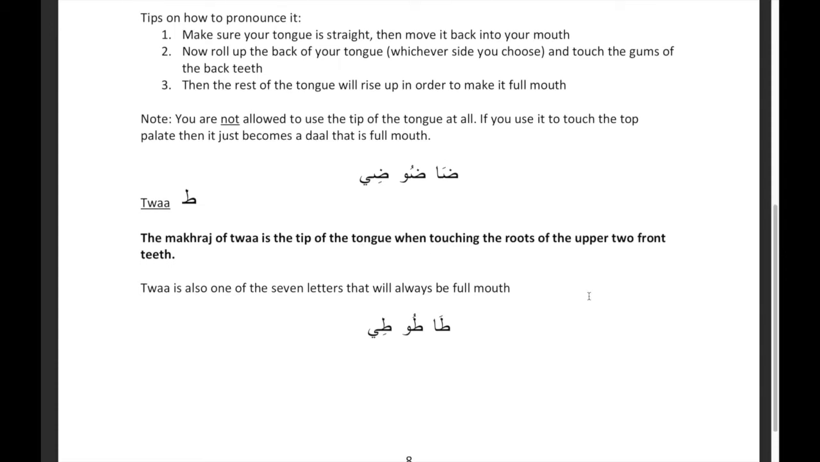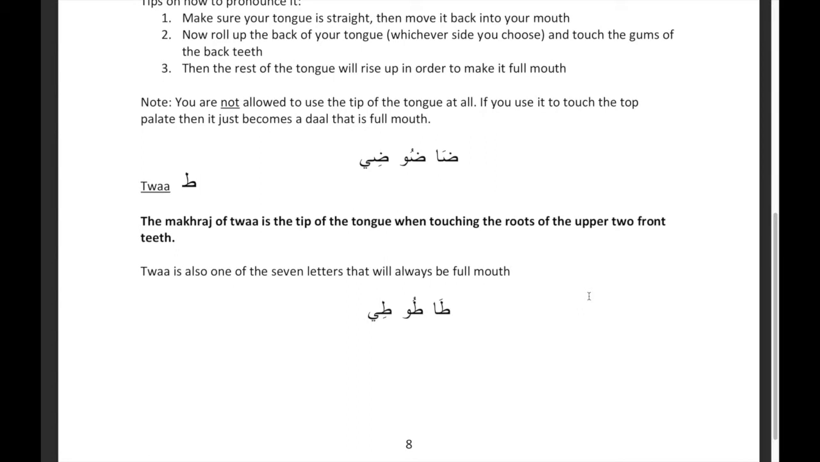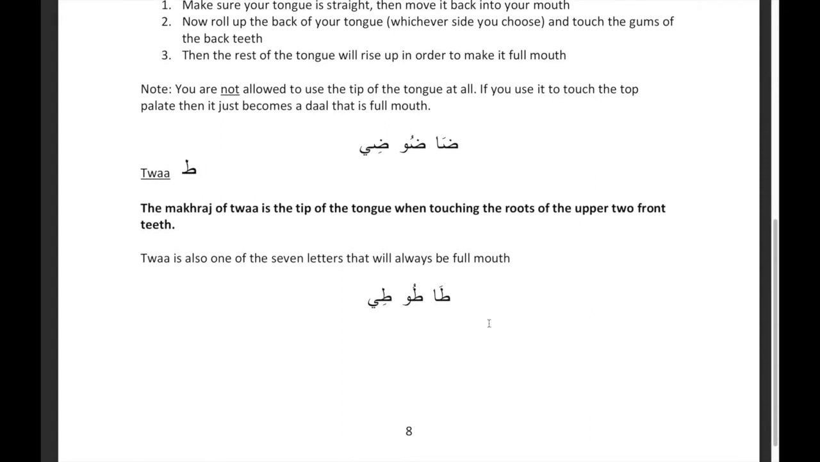The next letter is Ta. The makhraj of Ta is the tip of the tongue when touching the roots of the upper two front teeth. So this is in the same group as Ta and Dal. However, Ta is one of the 7 letters that will always be full mouth. So let's go through these. Ta, Tu, Ti.